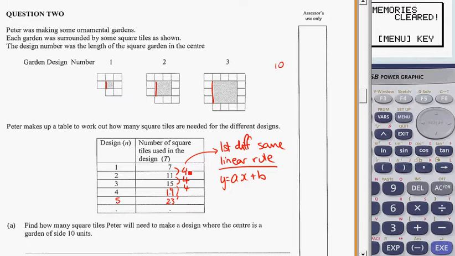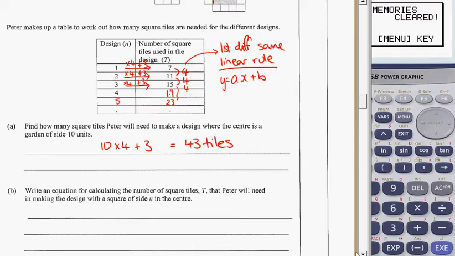So we're going to need a rule. That 4 also tells us what we're multiplying by. And then we're going to have to make an adjustment. So 1 times 4 is 4 plus 3. 2 times 4 is 8 plus 3. 3 times 4 is 12 plus 3. So if we've got 10 units, we're going to need to go 10 times 4 plus 3, which equals 43 tiles. Alright, next question.